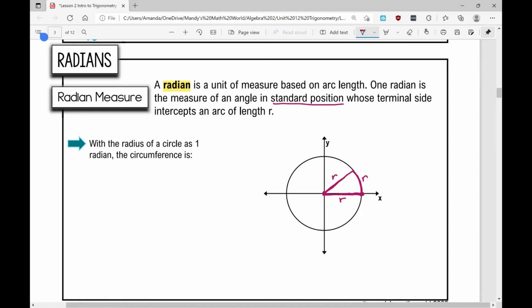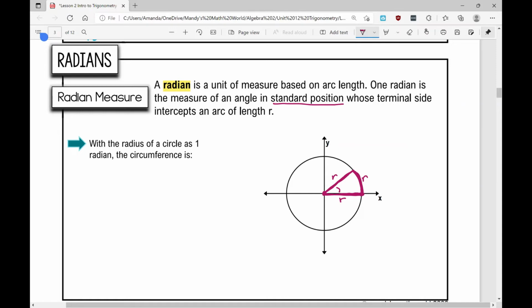1 radian is the length of that arc when I have an angle with 2 radii of the same length. Here's 1 radius, here's another radius, here's my angle. This arc right here, the measure is 1 radian.